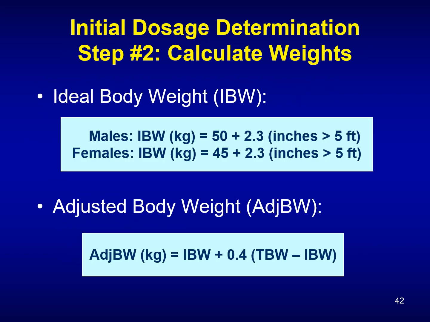Once it is determined that the antibiotic is appropriate for the patient indication, we need to calculate a few weights. This is step 2. When given a total body weight and height, we can then calculate patient's ideal body weight. For males, this is 50 plus 2.3 times the inches above 5 feet. For females, this is 45 plus 2.3 multiplied by the inches over 5 feet. Adjusted body weight needs to be calculated if the patient's total body weight exceeds at least 30% of the patient's ideal body weight. Adjusted body weight equals ideal body weight plus 0.4 multiplied by the difference between total body weight minus ideal body weight.